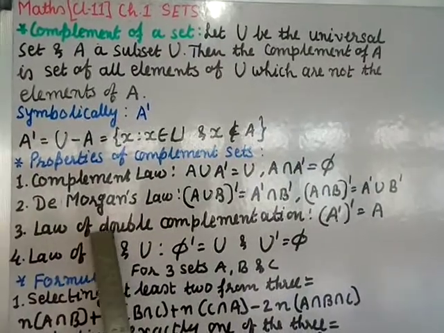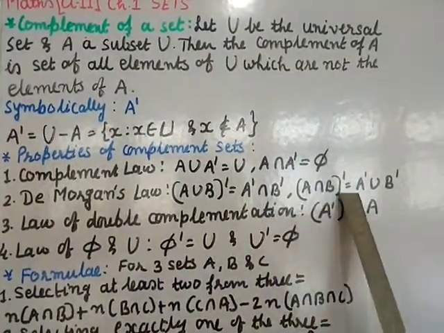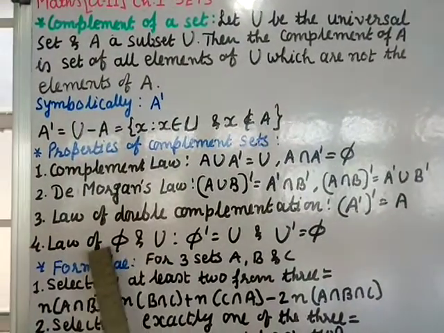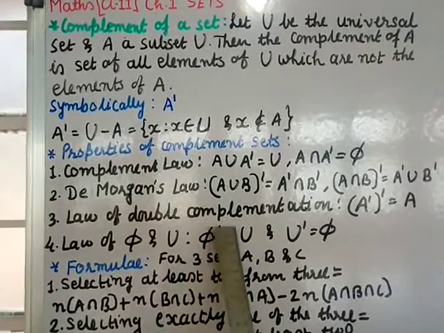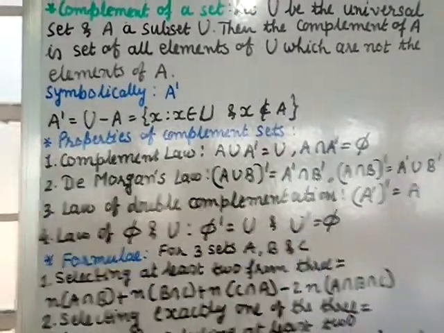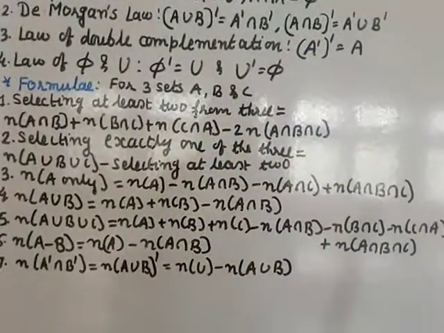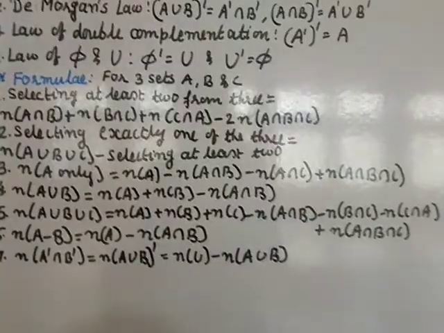Number 3, law of double complementation. So A dash dash gives you A. Law of phi and U, that is empty set and universal set. So phi dash equal to U and U dash is equal to phi. We have got some more formulas. I'll just write. This is actually we are not going to use in 1.5 but we'll use later.